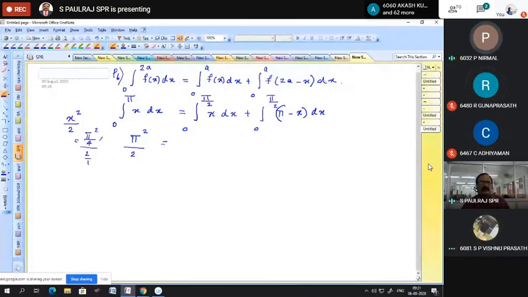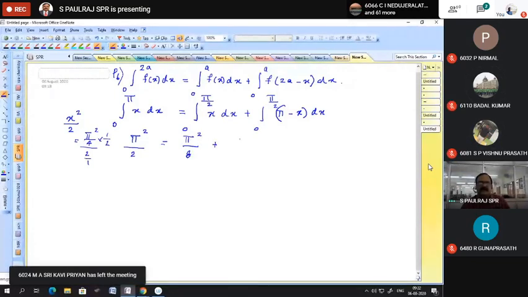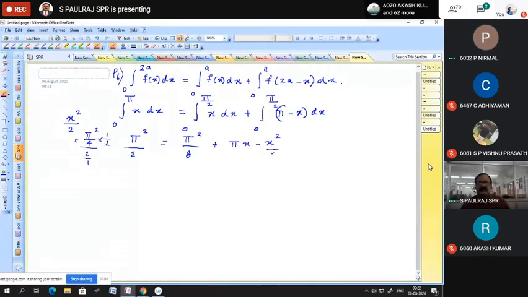Yes, sir. So what is the answer here? Pi square by 8. Pi square by 8. Plus, what is this answer? 5x minus x square by 2, pi square. Which is equal to pi square by 8.